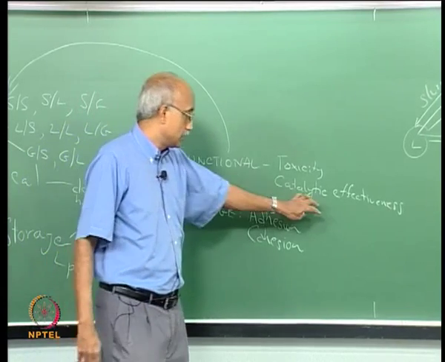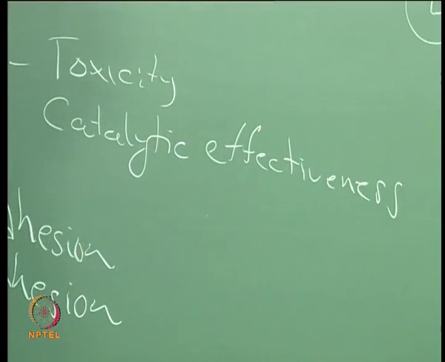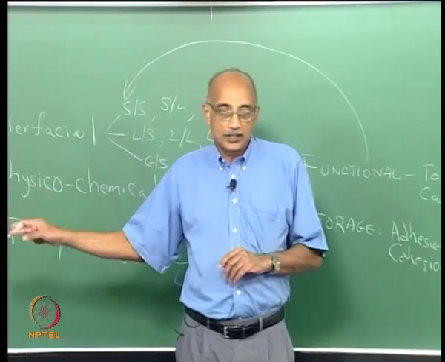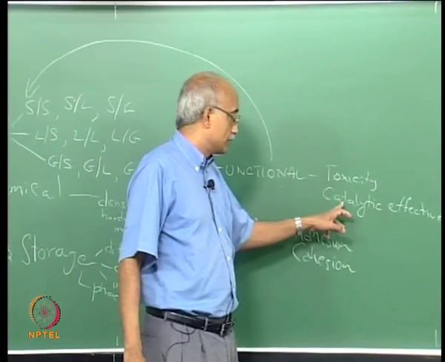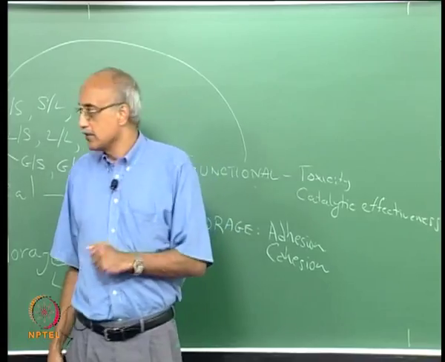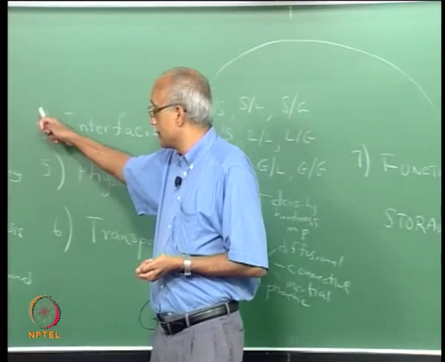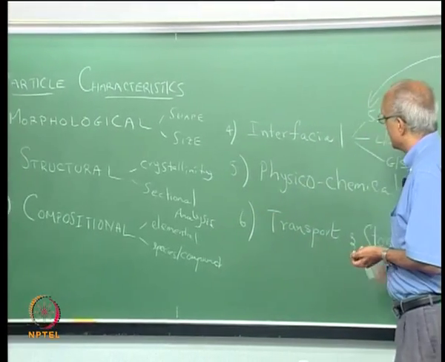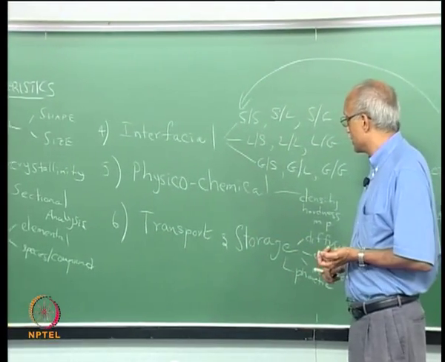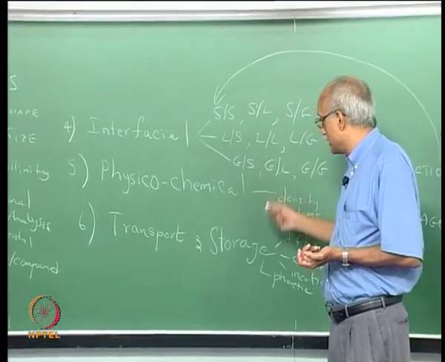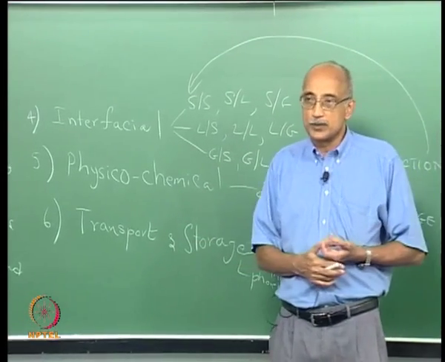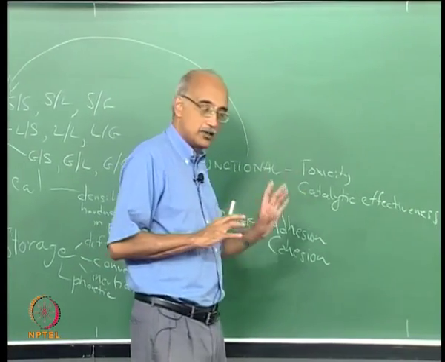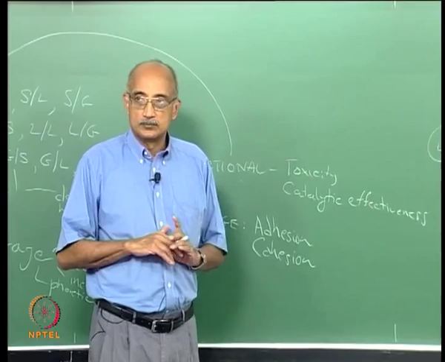You have to link this characteristic to fundamental characteristics of the particle. For example, the catalytic effectiveness will probably have a very direct link to its morphological properties, to its crystal structure, to its composition, certainly the interfacial properties, chemical properties, maybe not so much the transport properties. So you have to somehow clearly delineate what is the link between all these characteristics that we are talking about.